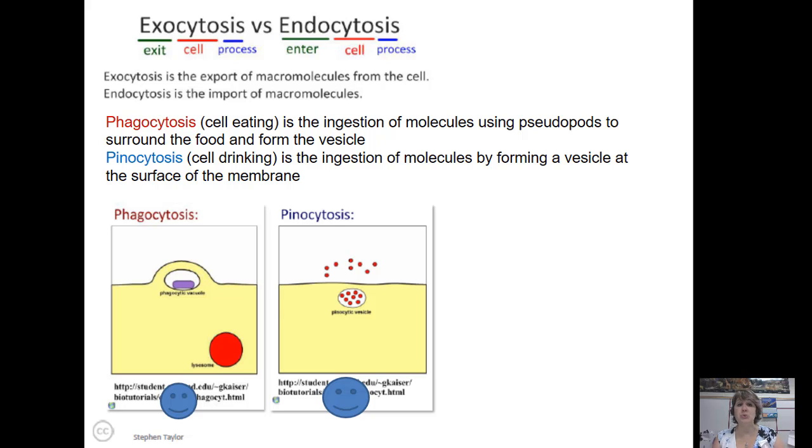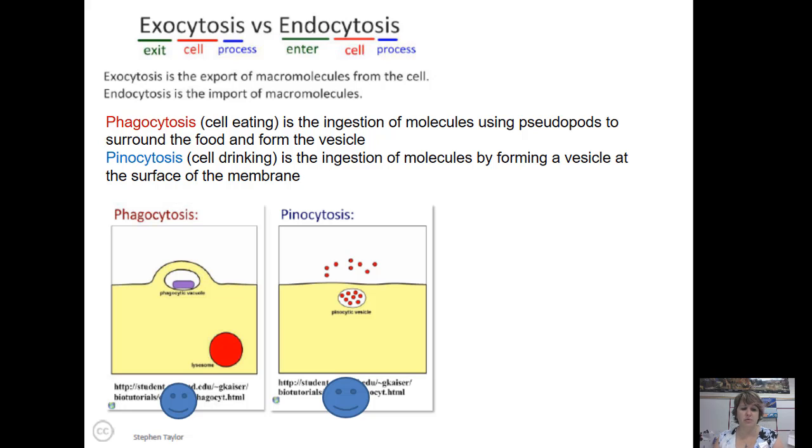Endocytosis actually has two subtypes. You have phagocytosis and pinocytosis. Phagocytosis is referred to as cell eating. This is for large particles, for example, a white blood cell engulfing a bacteria that has invaded your body.